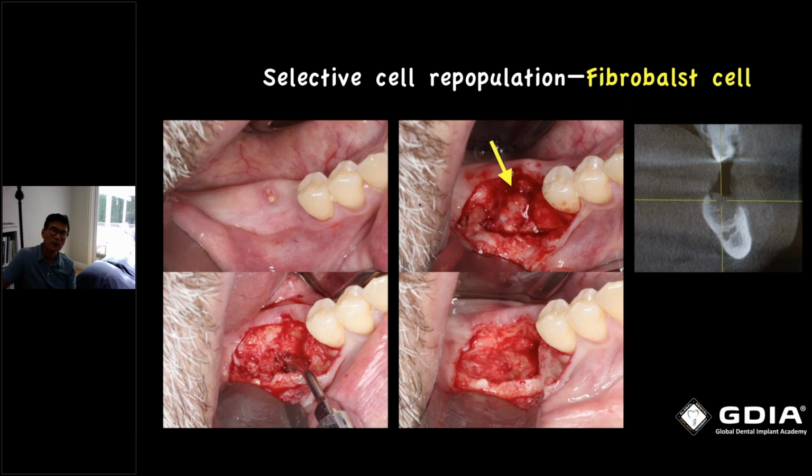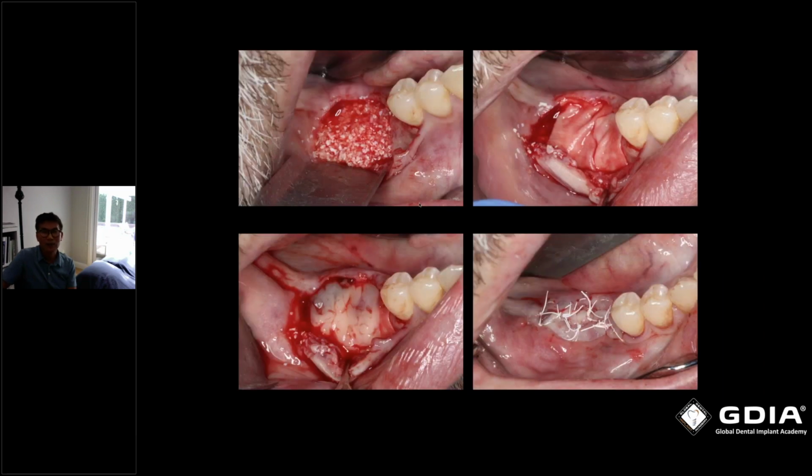So when you look at that, what happened? Somehow the particulate bone was passing through, bacteria goes in, and everything is fibroblast cell. When I opened it, I started scraping, and everything comes out. So nothing was really regenerated. So I cleaned up everything and used sticky bone.